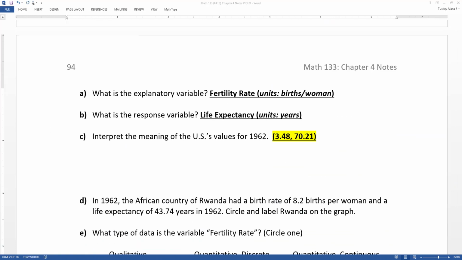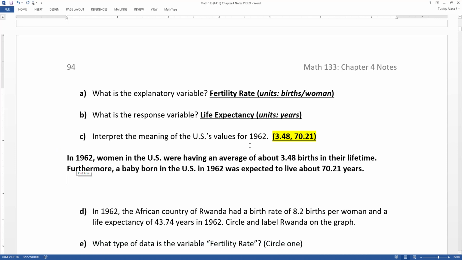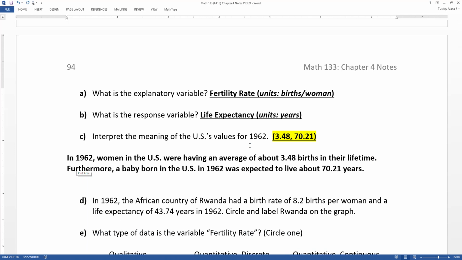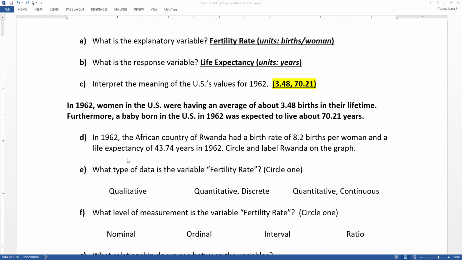Now, what does that mean? Well, that means that in 1962, women were having about 3.48 births in their lifetime. And a baby born in that year in the US was expected to live to about 70.21 years.